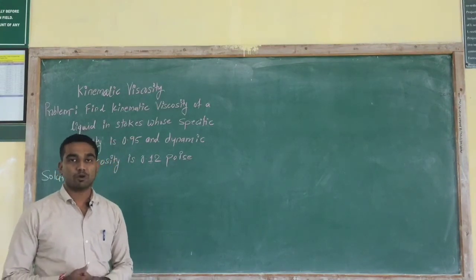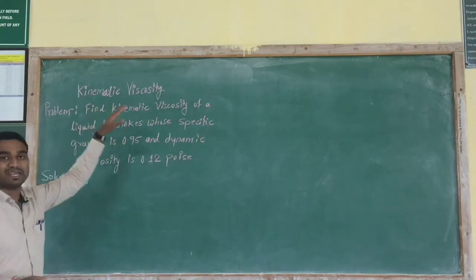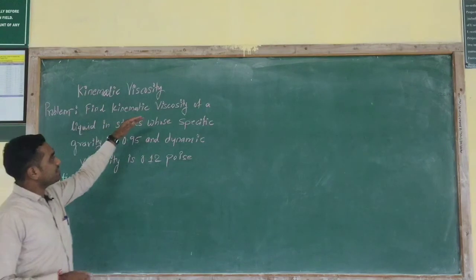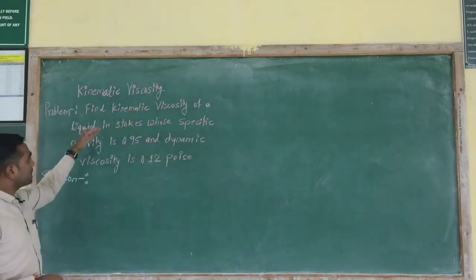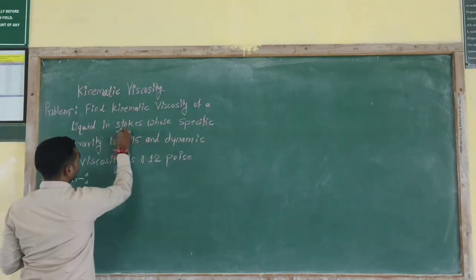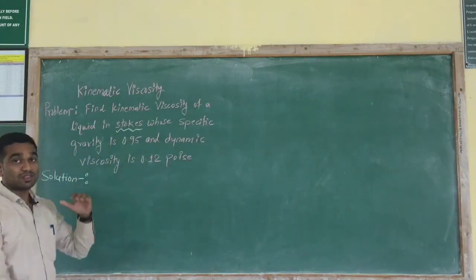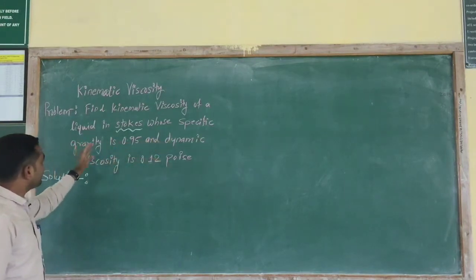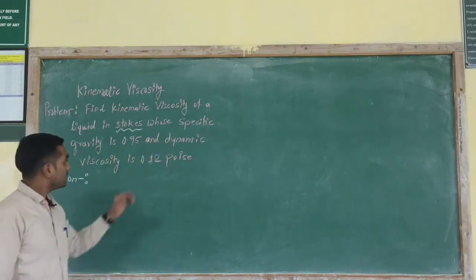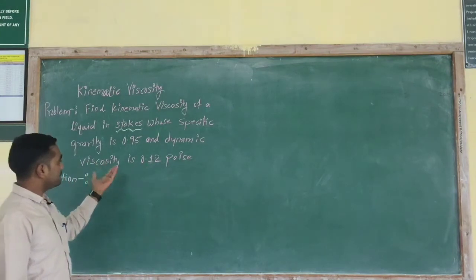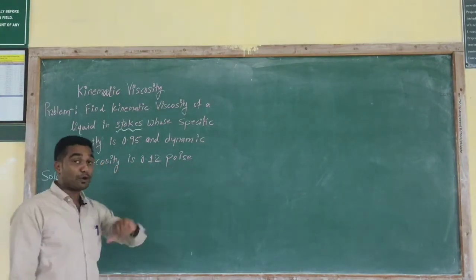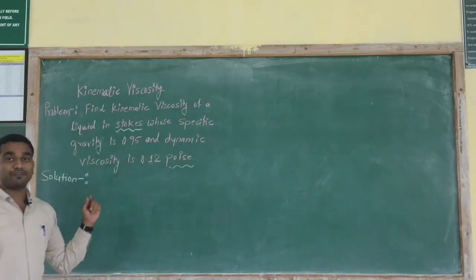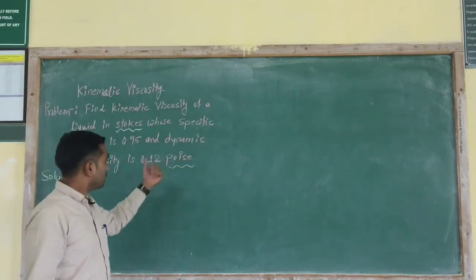Today we are discussing the problem based on the kinematic viscosity. Now see the problem. Find the kinematic viscosity of a liquid in Stokes, okay? The unit should be Stokes. Whose specific gravity is 0.95 and dynamic viscosity is 0.12 poise. Here also the unit of dynamic viscosity is given in poise, okay?